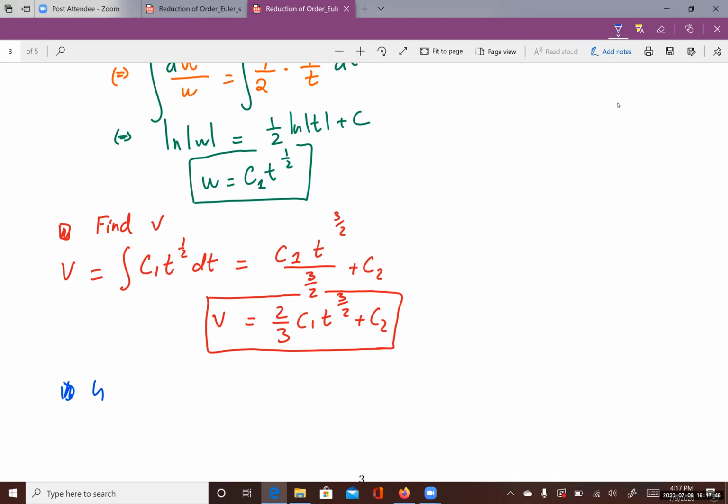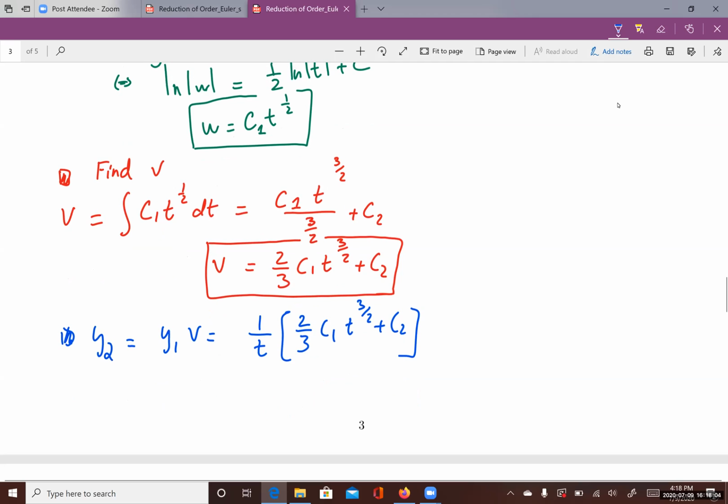Now I need to find y2, and y2 I know is going to be v times y1, or y1 times v, which equals 1 over t times 2 over 3 c1 t to the 3/2 plus c2. And I can simplify and distribute it out, and I have 2 over 3 c1 times 1 over t times t to the 3/2, so if I distribute this in here, you will get 3 over 2 minus 1, so it's just t to the 1/2 plus c2 1 over t, right?